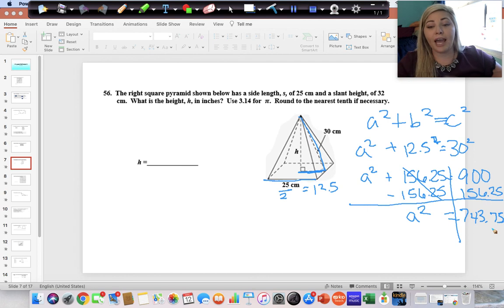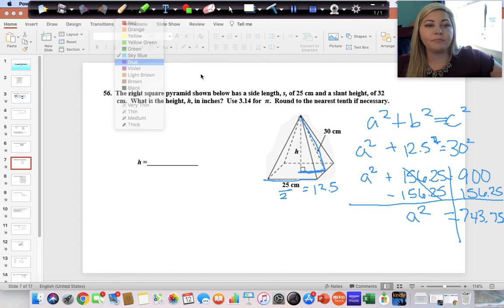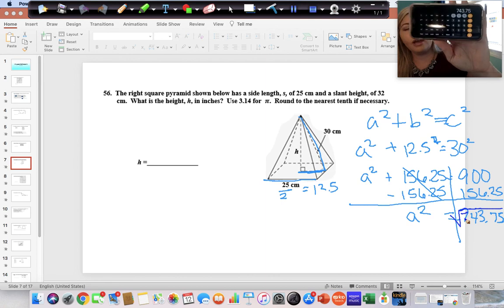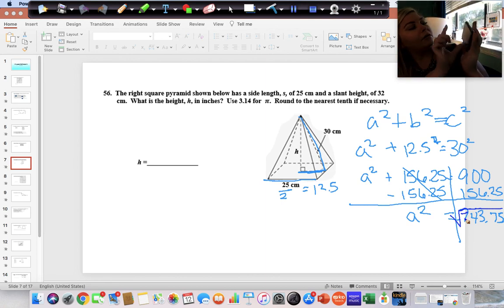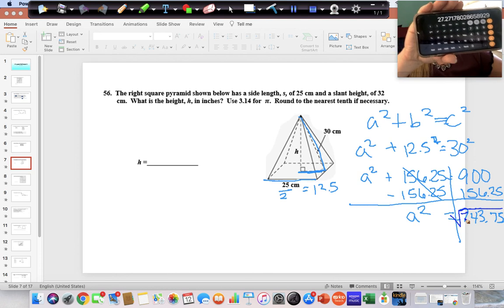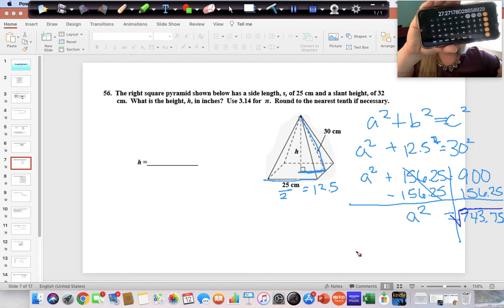Now to find a, right now this is a squared. To find a, we are just getting the square root of that number. So you should have a square root button on your calculator, if you're using a phone calculator. Okay, so we got 27 27/100ths. Oh, we're rounding to the nearest tenths.